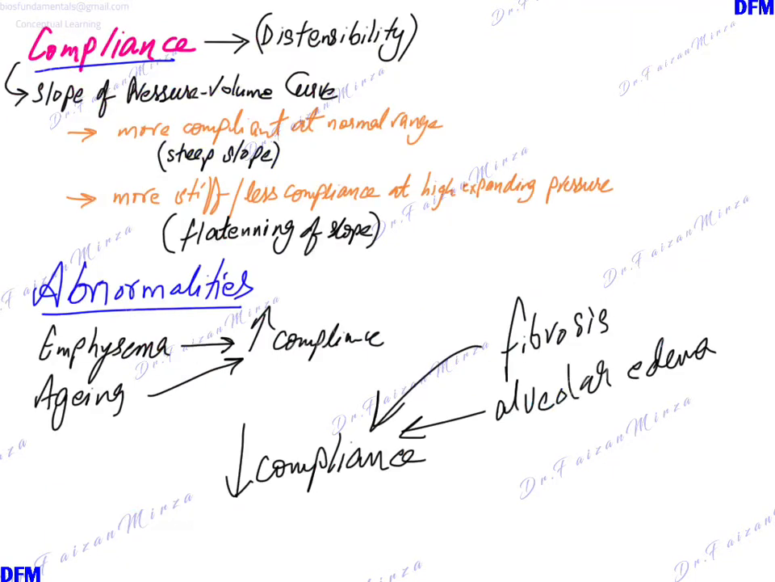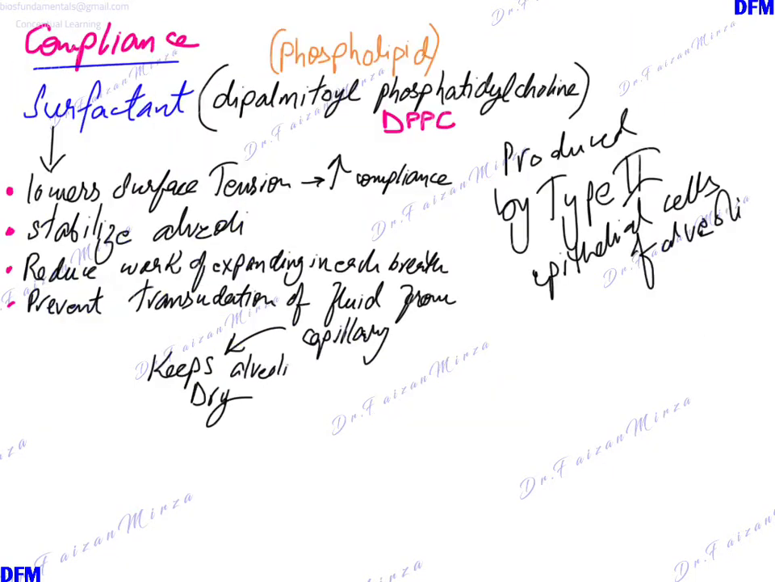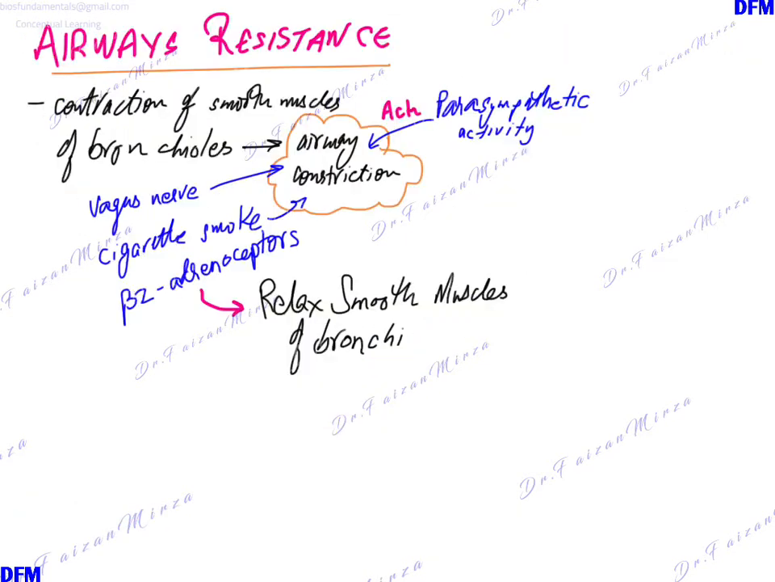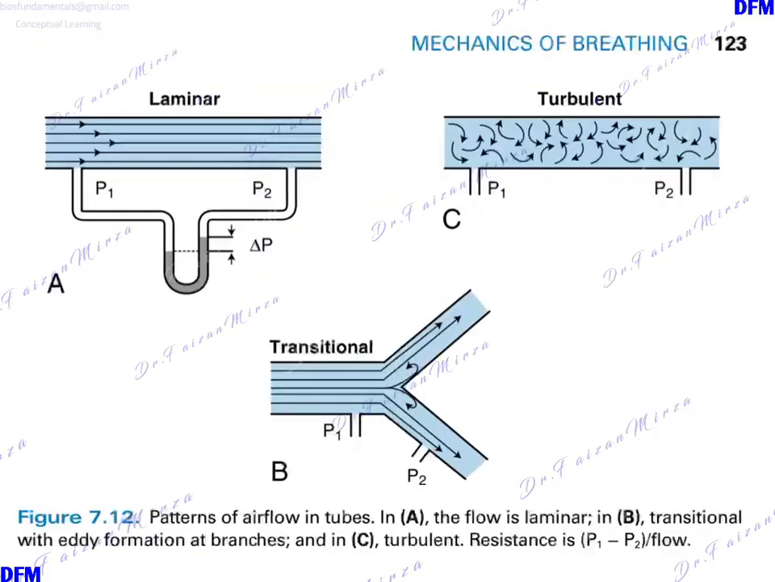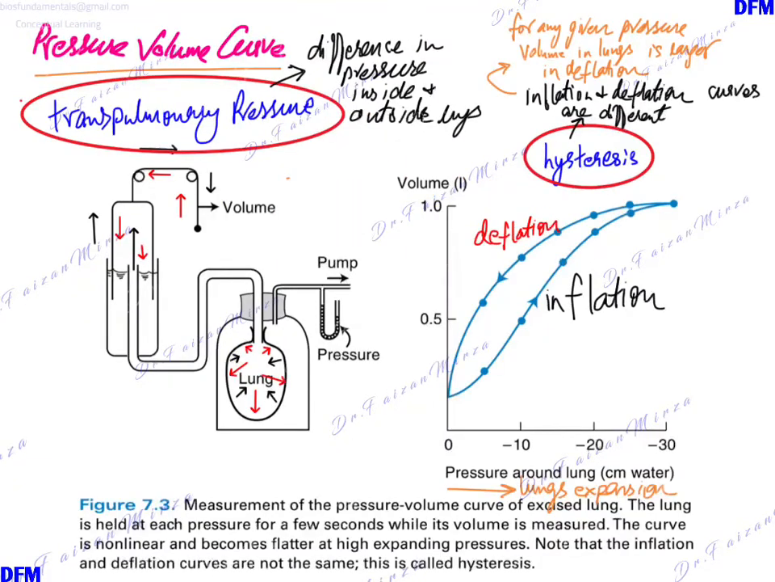We are discussing mechanics of breathing, and the content that I want to cover today includes the pressure volume curve, compliance, abnormalities regarding compliance, the role of surfactant in compliance, airway resistance and airflows, and the work of breathing. So starting off our discussion with the pressure volume curve.